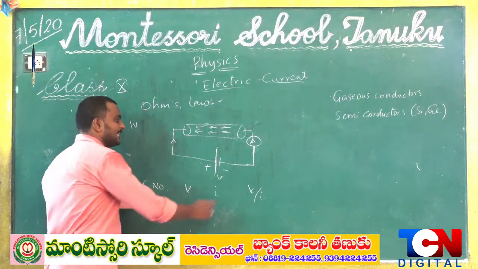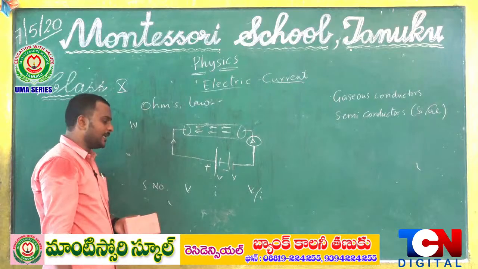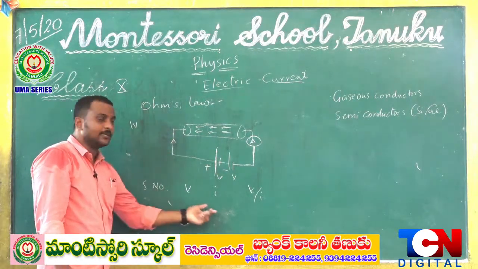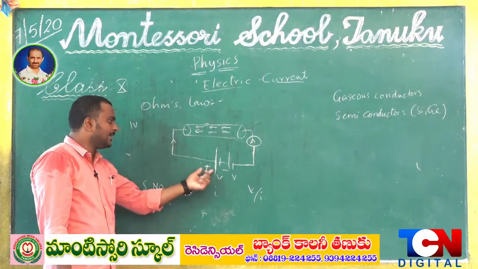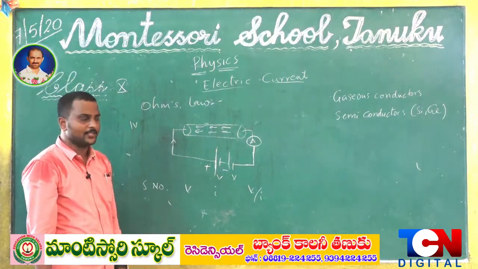Next, add another battery in series. Now the voltage becomes double, 2V, and the current also changes. Note down the reading of the current. Similarly, add on the batteries and note down the corresponding values of current.